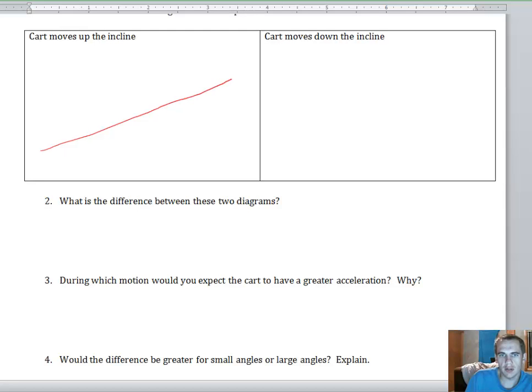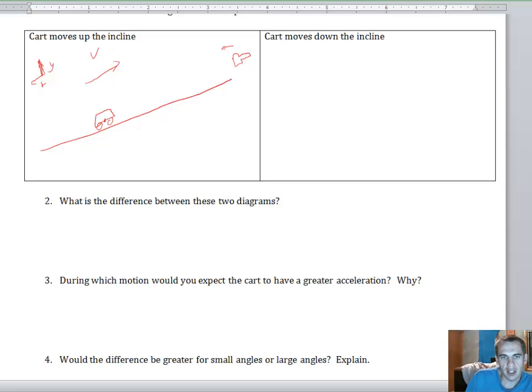First thing we have is a cart moving up an incline. Here's my cart, and it's moving up the incline, so my velocity is this way. Since my motion detector is going to be up here, looking down, and anytime the motion detector sees something moving away, it considers it positive, I am going to assign down the ramp as the positive direction. So positive x is this way, positive y is this way.